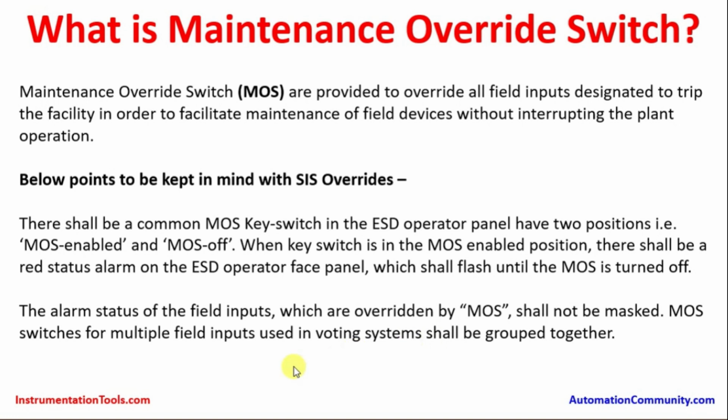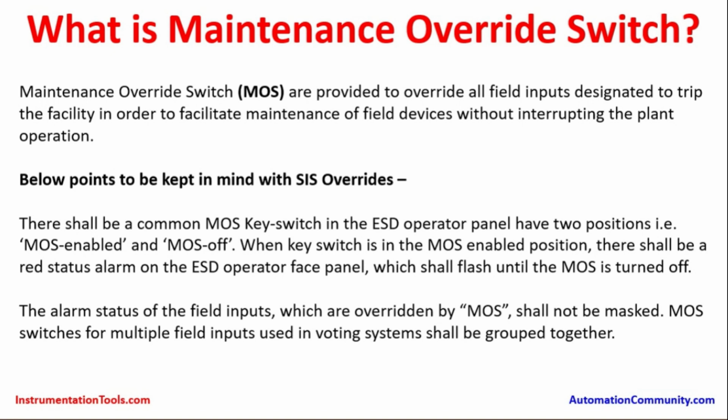Similarly, MOS switches for multiple field inputs, because in a particular area there may be a few SIS protections, like SIS functions, happening. There could be a chance they can be grouped together, because for example there may be some gas detectors in the particular plant facility which are voting for a trip, either 2 out of 3, 1 out of 1, 1 out of 2, based on the need, based on the SIS calculations and all. So that they can be grouped, and then only one switch can be used. One particular pump or one particular turbine may have around 10 gas detectors around it. For each gas detector there need not be a separate switch.